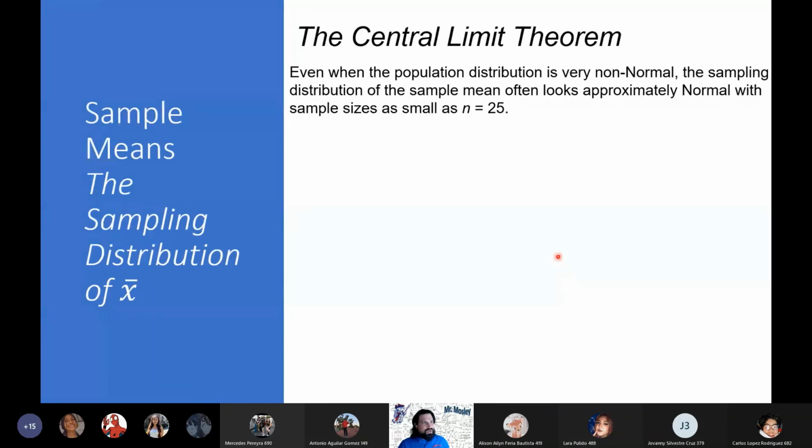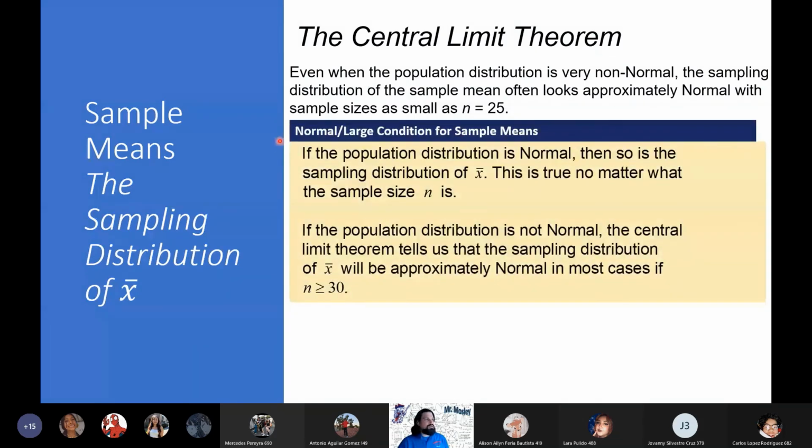So even when the population distribution is very non-normal, the sampling distribution of the sample mean often looks approximately normal with sample sizes as small as n equals 25. Right? Often, not always. So we get this normal large condition for sample means.